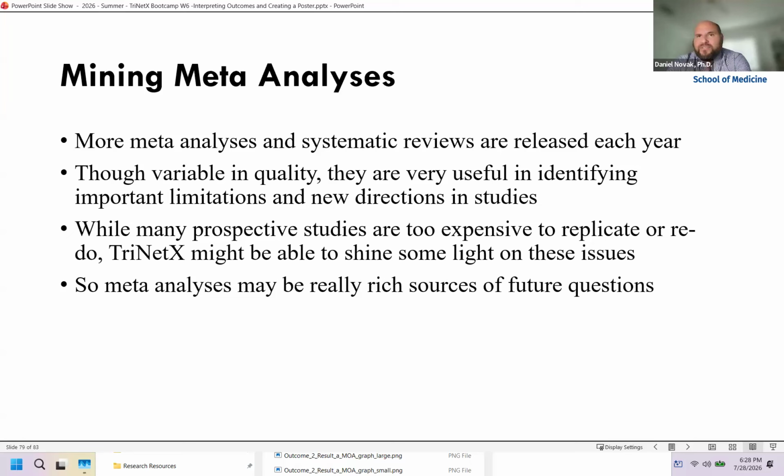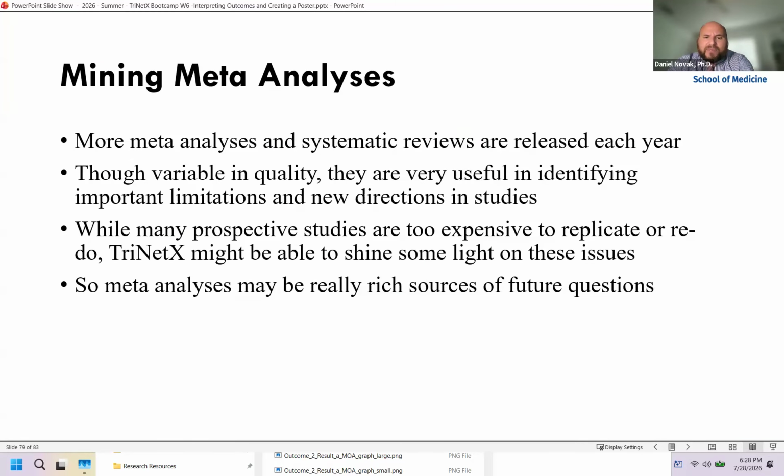Another thing you might consider doing is mining meta-analyses and systematic reviews, because more and more of them are released each year, as medical students especially seem to think that's a very easy way to get a publication. Having done them, I do not think that they're very easy to do. And though variable in quality, there's a lot of them that are useful in identifying important limitations and new directions in studies. I've talked about this before in the context of our study on Alzheimer's and statins. And many prospective studies are just too expensive to replicate or redo. And TriNetX might be able to shine some light on some of the issues that the meta-analyses find, especially missing data or poor quality analyses.